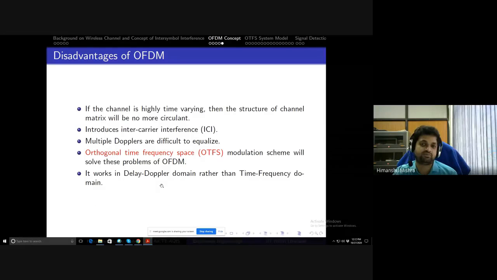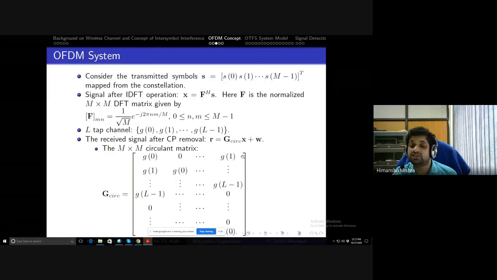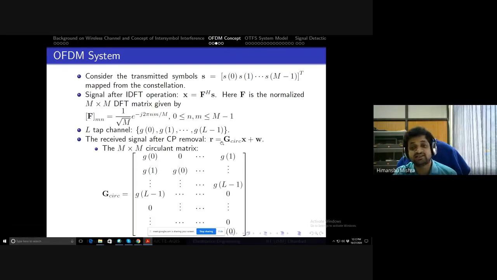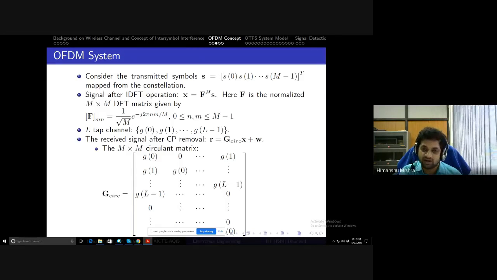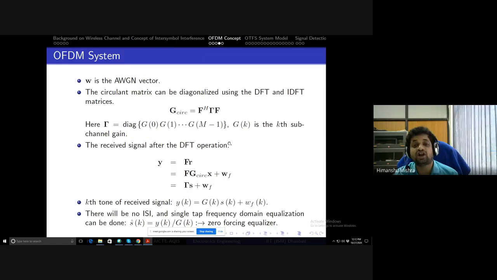But there are some negative points in the OFDM concept. An important point is if the channel is highly time varying. As I told you, this circulant structure is valid only if the channel is not time varying, that is, the channel is slow fading for the duration for which we have taken the received signals. If the channel is time varying, this circulant matrix will not be there. You cannot get this property, you will get something else. Since you will not get a circulant matrix, you cannot represent it in this form.